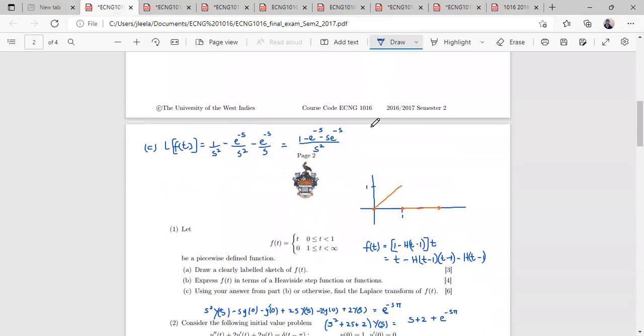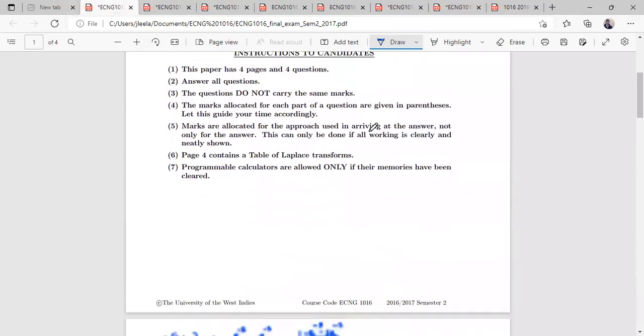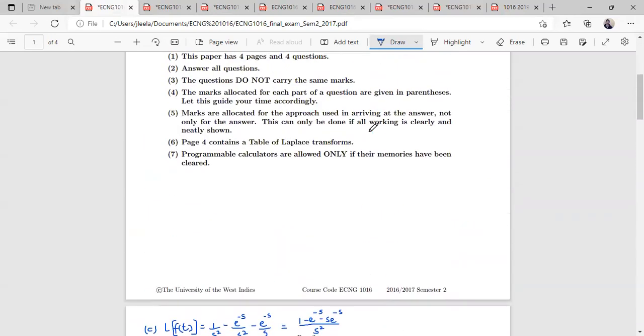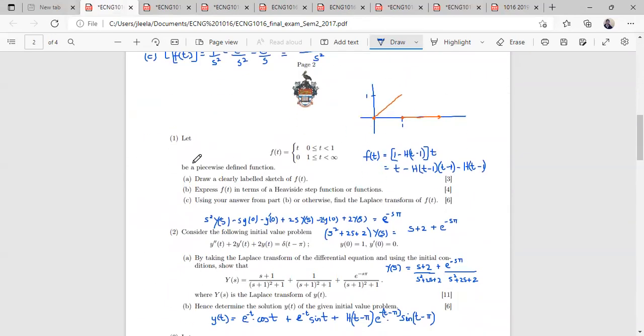Right, this is 17. So let f(t) be a piecewise function, t between 0 and 1, 0 between 1 and infinity. Draw a clearly labeled sketch of f(t). So look at here. Between 0 and 1, the function is t, and between 1 and infinity is 0.